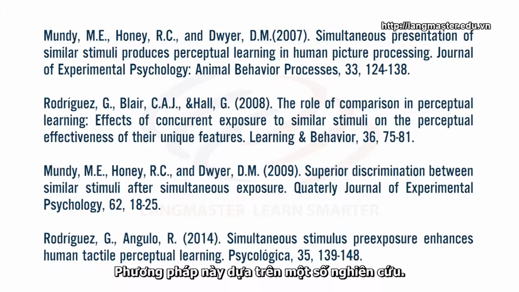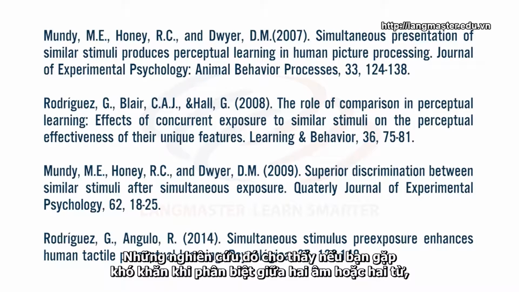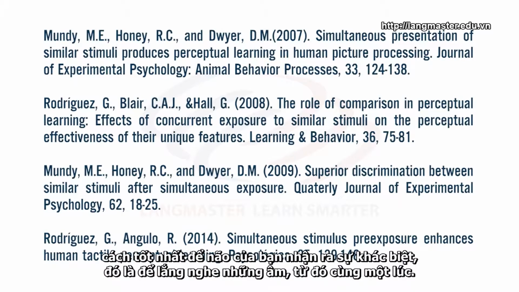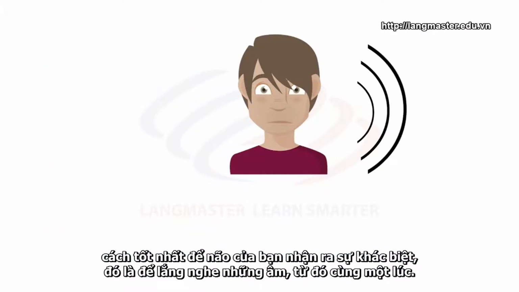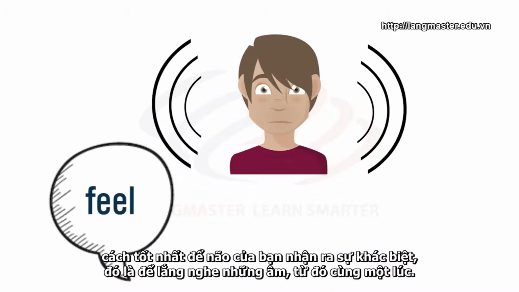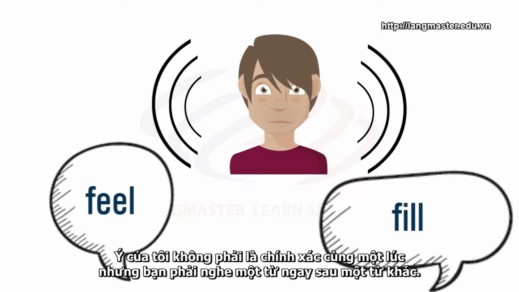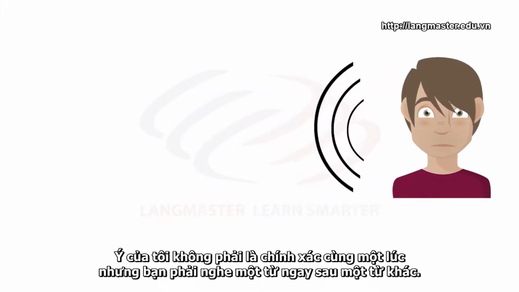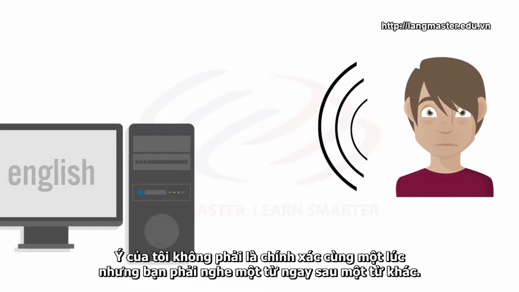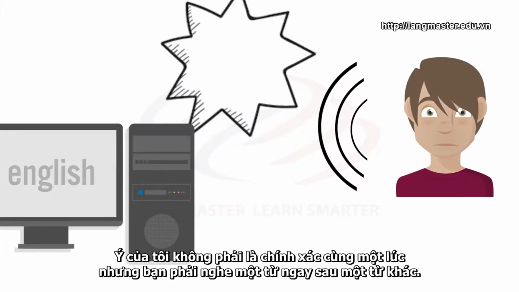This method is based on a number of research studies. These studies suggest that if you have trouble differentiating between two sounds or two words, the best way to train your brain to recognize the difference is to listen to the words at the same time. I mean, not exactly at the same time, but you listen to one word immediately after the other.